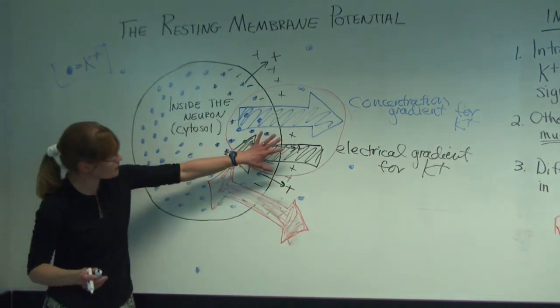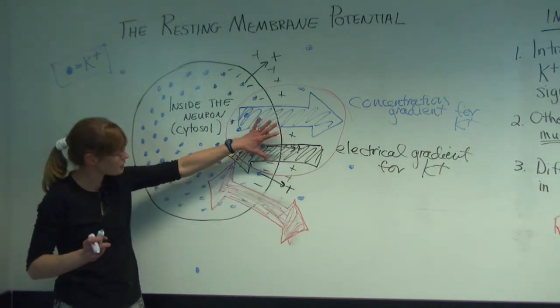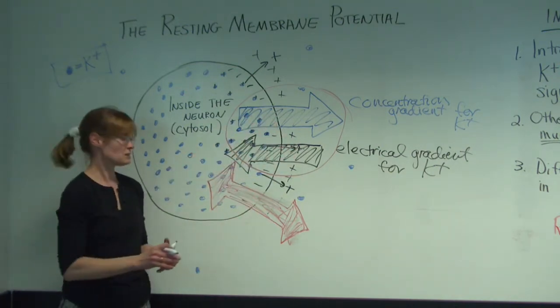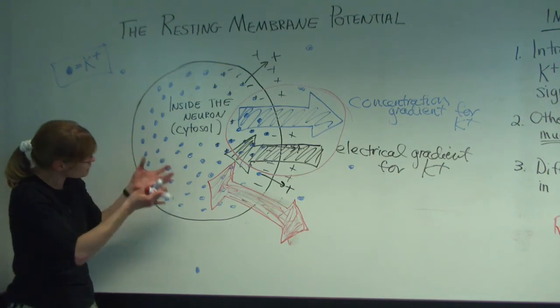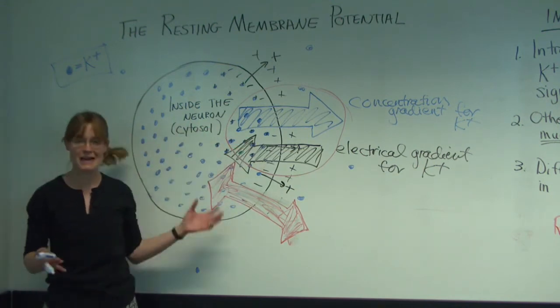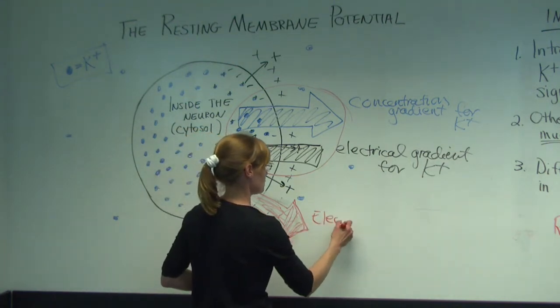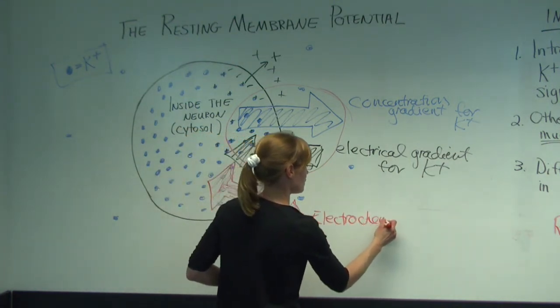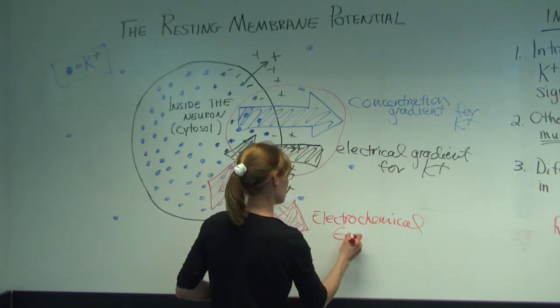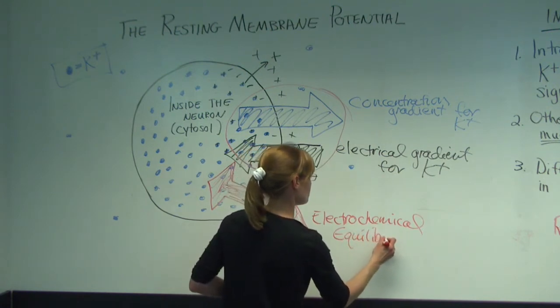Okay, we reach a point where that electrical gradient becomes big enough that we hit a situation where there's no net movement of potassium in either direction. And that is called the electrochemical equilibrium.